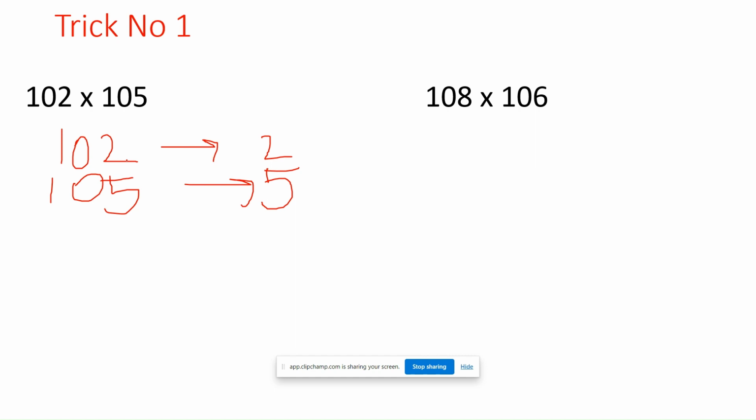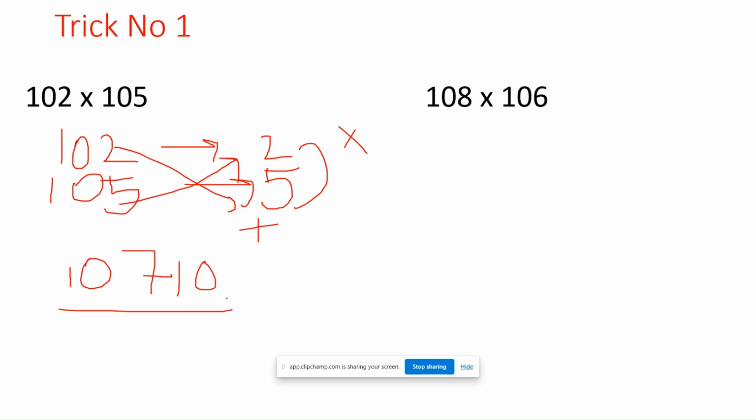Now next, 102 plus 5 is how much? 107. Write it down. You can see it this way also: 105 plus 2 is how much? 107. Both are the same. Now the next step is to multiply these two. 5 twos are 10. This will be your answer. Understood? Simple. I'll show you one more example if you have not understood.